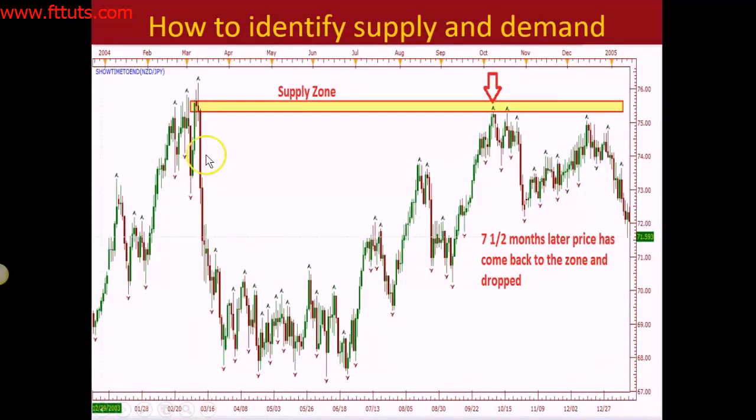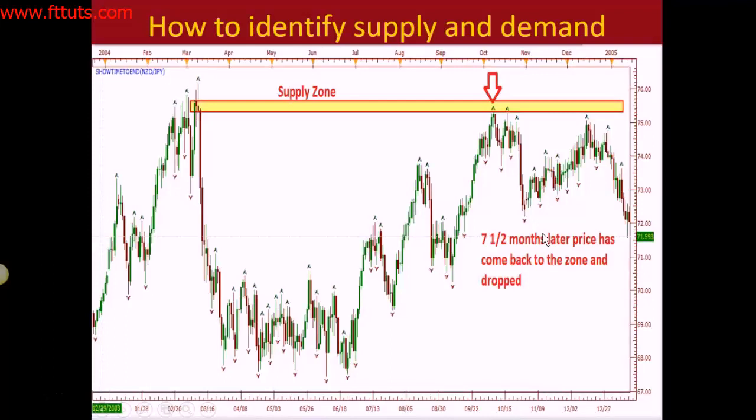So here it is again. The market rallied. You had a base and then a major drop. And this happened around February, and then coming back, we look here and you got your second touch 7.5 months later. Price comes back to the zone and drops. So from February, we waited all the way till October for this trade to be identified and trade this to the downside. And this is a daily time frame.